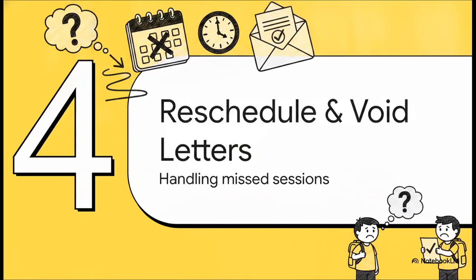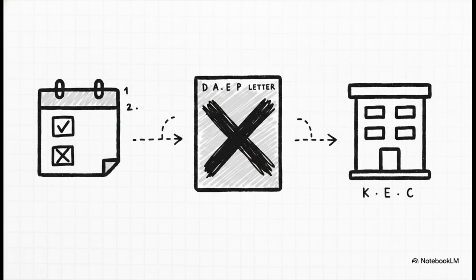All right, Section 4, Rescheduling and voiding letters and handling missed sessions. Because, let's be real, things don't always go perfectly. The system is actually built to help you follow up. Like we talked about, you can use that new date dropdown to reschedule a student once, giving them a second opportunity. But here's the hard line in the sand. If a student misses that second opportunity, you must completely void the DAEP letter in the system and immediately proceed to place the student at KEEK.